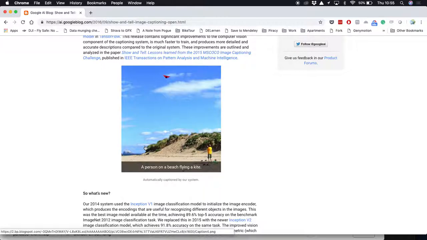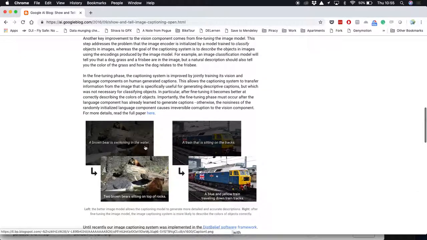Maybe identifying that there's a person is a problem you could solve, but taking a random image, finding a person, seeing the kite, making the association between the person and the kite is a hugely complicated problem, particularly when there's thousands of different things it could be. A blue and yellow train traveling down train tracks. You could probably say there's blue and yellow in the image, but more than that would be really difficult.